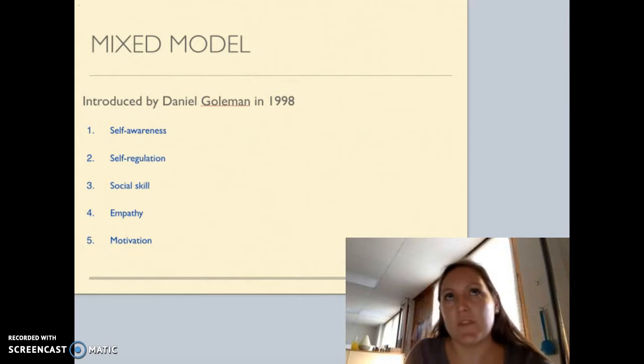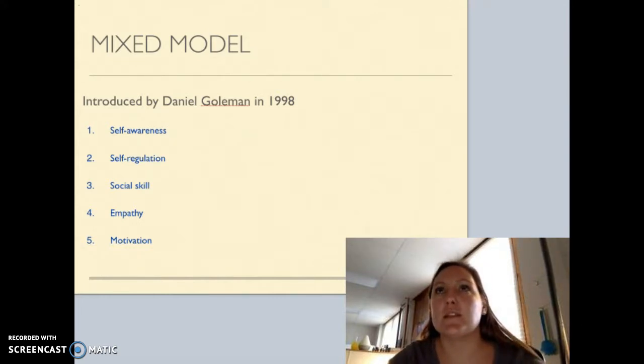The fourth one is empathy. This is just considering other people's feelings, especially when making decisions. I feel that this one is big and maybe lacking the most in schools.